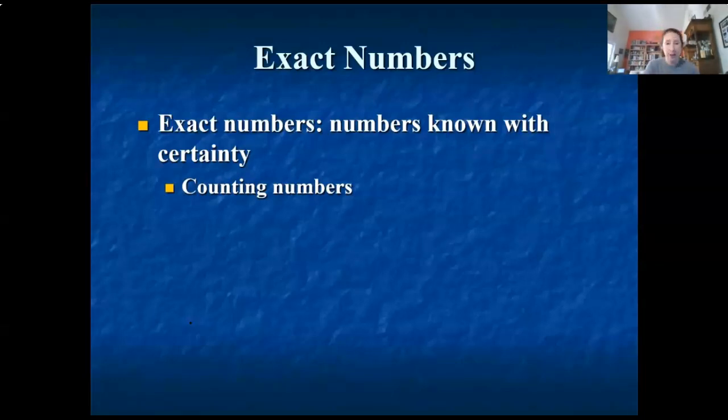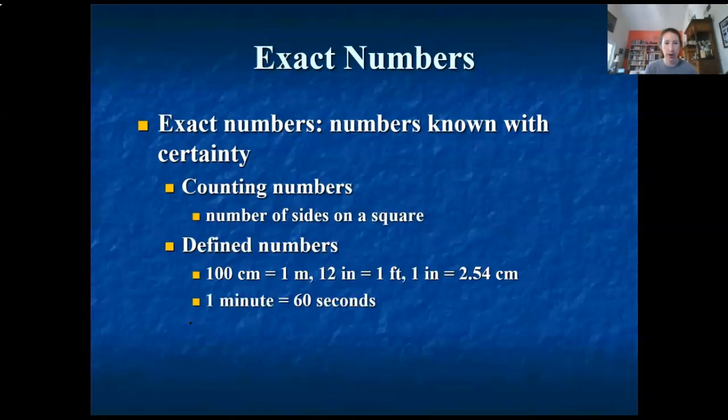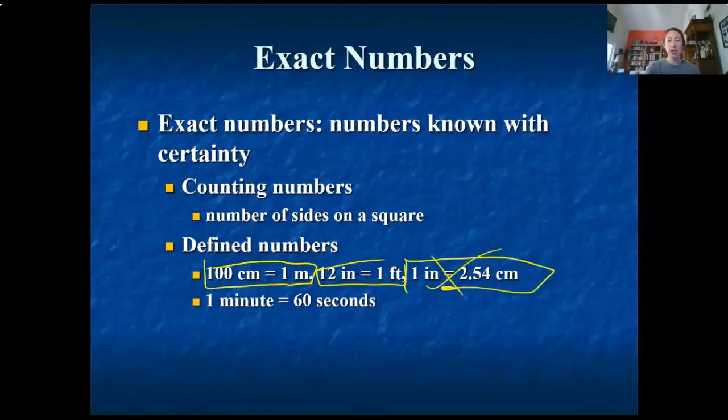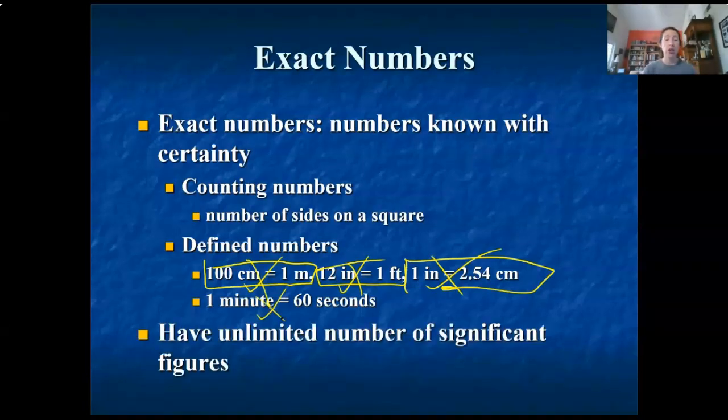That's just not even possible. Or for example, the number of sides on a square: there are exactly 4 sides on a square. Or defined numbers. These are numbers that we use for our unit conversions. They usually have an equal sign between them. So we don't use these when we're looking at our significant figures. We'll use them in our problem, but not in our significant figures.